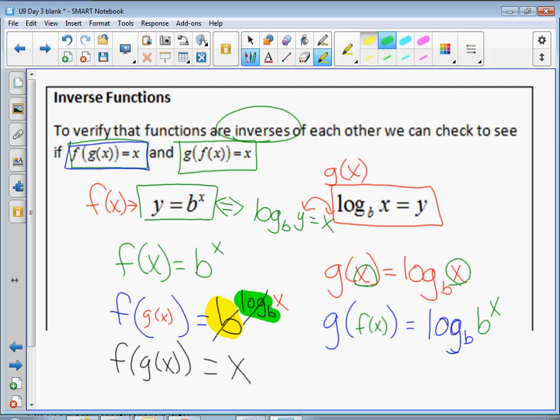And here when we have a base of b and a log of the same base, log base b of b, those will cancel out as well. Log base b of b will cancel out, and all we're left with again is the x. So here we've shown that g of f of x will equal x.